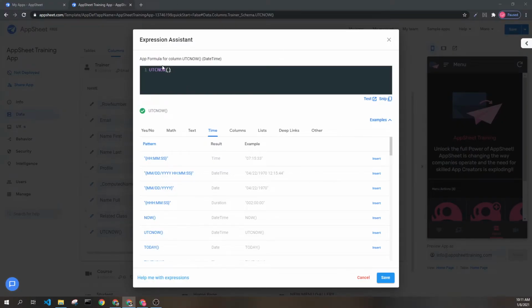Here we can see the expression UTCNOW, and it is a date-time expression, which we can also see here. The only difference between this and the now expression is instead of using the time zone for where the user is, it uses the UTC time zone to help eliminate any confusion of time zones. This can be helpful in very specific situations, but again is generally going to be used in the initial value section so that it can dynamically fill in the date and time.